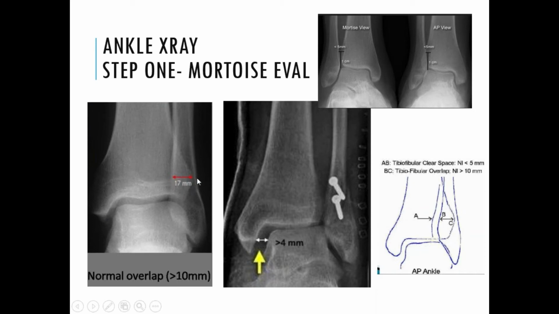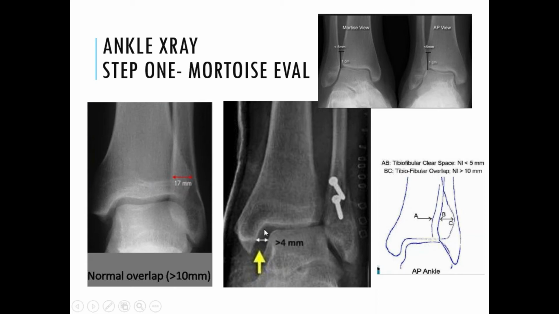Second, you're going to be looking at the medial clear space of the joint. If you're looking for widening of the clear spaces, essentially, so enough overlap and then widening of these two clear spaces. If there's widening of the joint clear space greater than 4 millimeters, that's concerning for pathology and instability of the deltoid ligament.